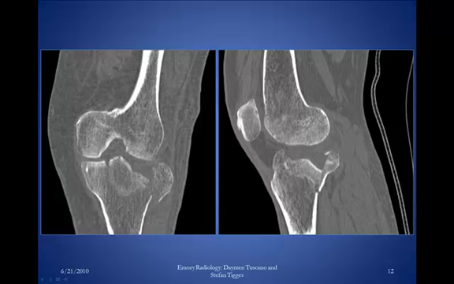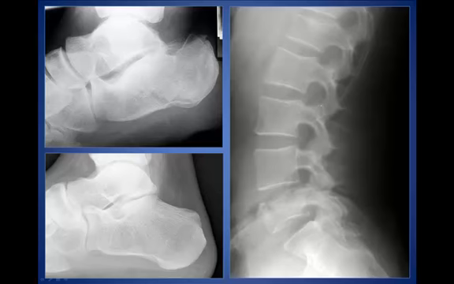CT images can be very useful in showing the degree of displacement of fracture fragments, the number of fracture fragments, and the depression of fracture fragments. The image on the left is a coronal reconstruction, and the image there on the right is a sagittal reconstruction. You can see that there's quite a lot of inferior displacement of the fracture fragments, and obviously in this case you're going to have operative intervention to restore the normal anatomy of the lateral tibial plateau.